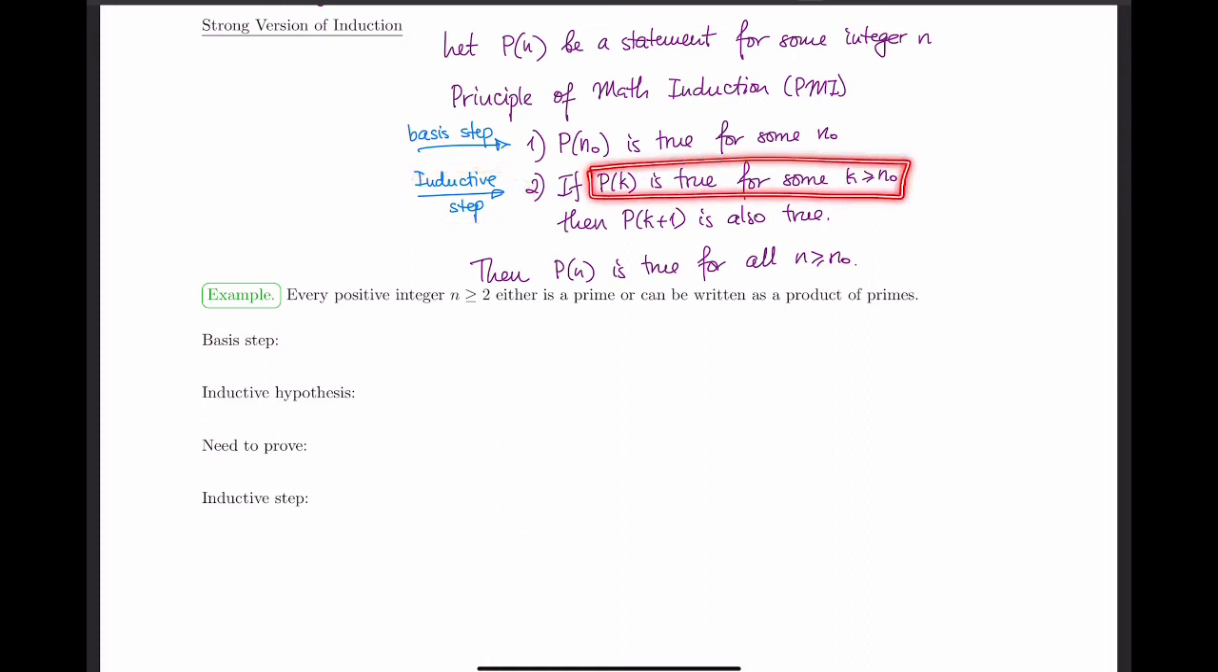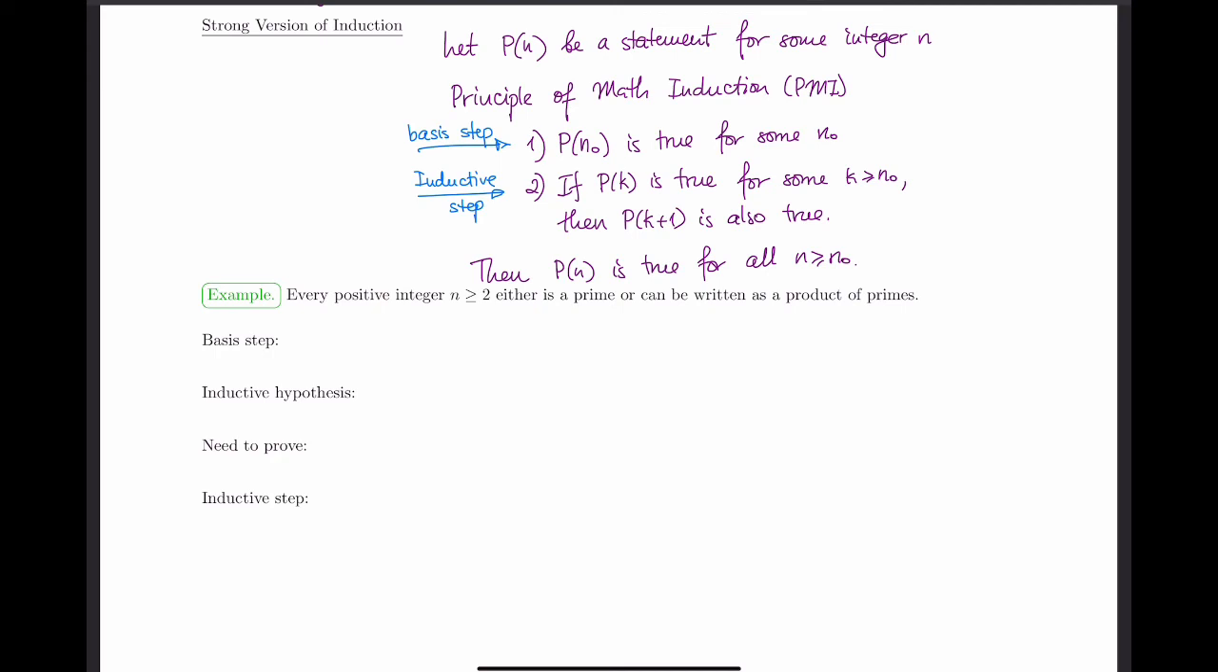We assume that P(k) is true for some k above the base case, and then we prove the conclusion that the next case, the k plus first case, is also true. If we're able to do this, then P of n is true for all n above the base case. The strong version of induction is going to be very similar.